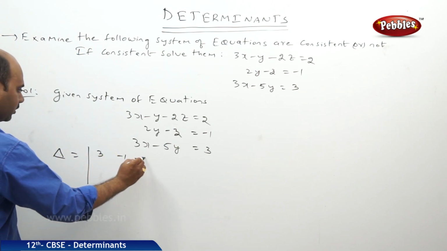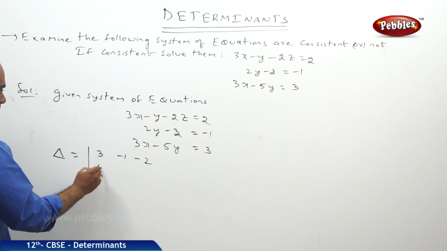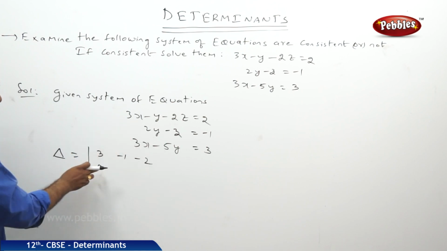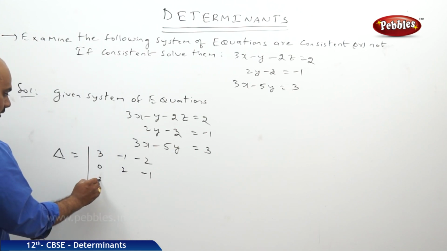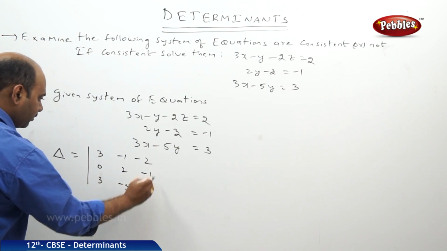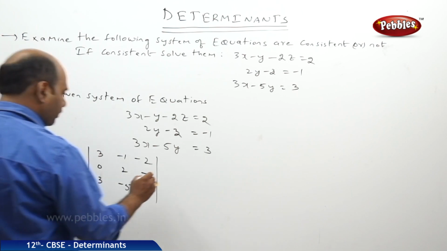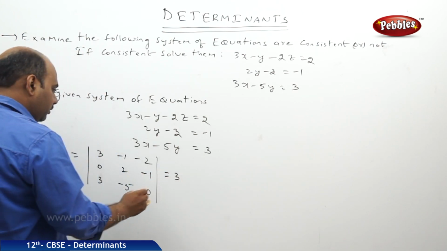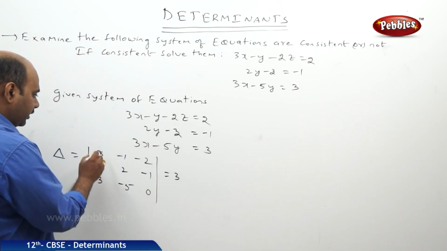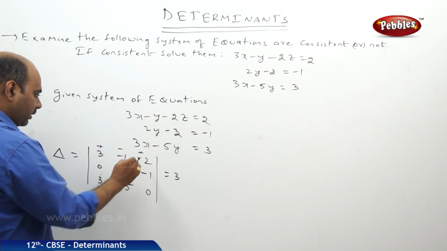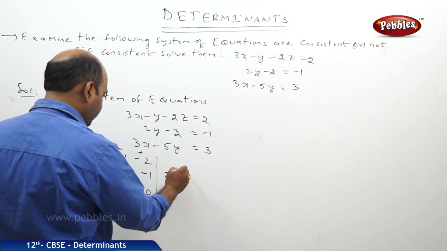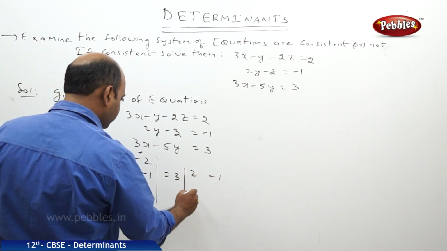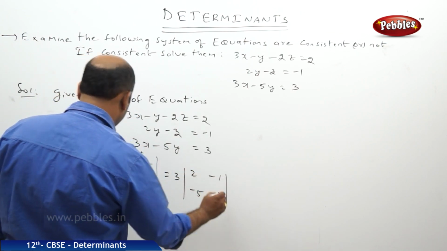3, minus 1, minus 2, and there is no term involved in x in the second equation, so I am putting 0 here, 2, and minus 1, and later 3, minus 5, 0. So later what happens? 3 into its determinant. I think by this time you should be perfect with solving the determinant. So 3 into its minor, which means 2, minus 1, minus 5, 0.